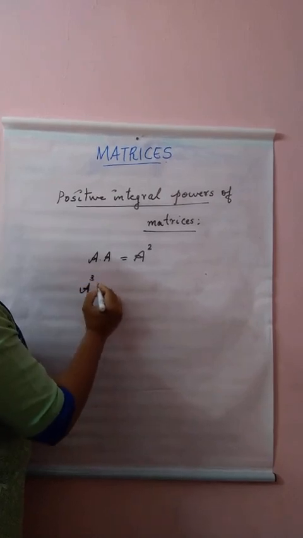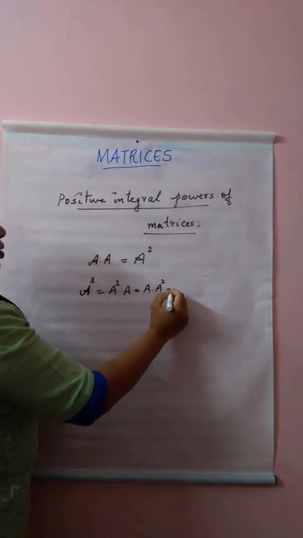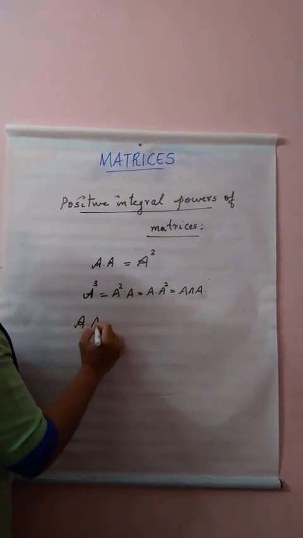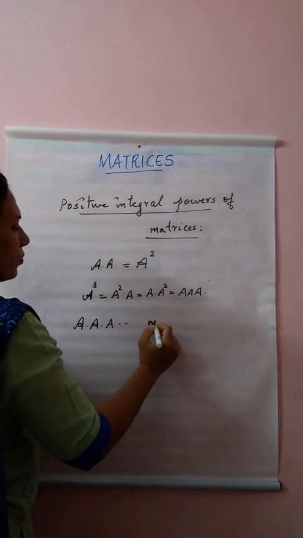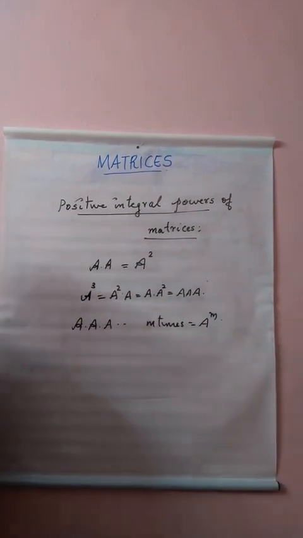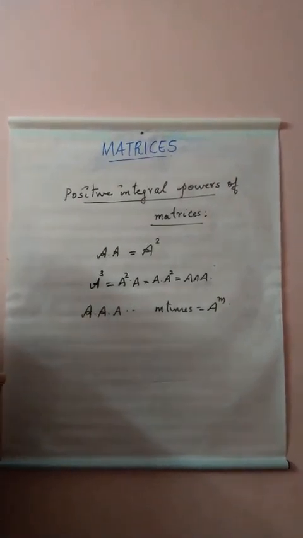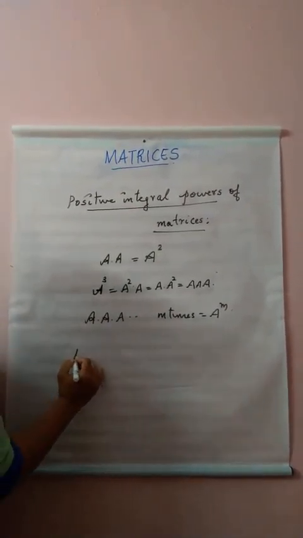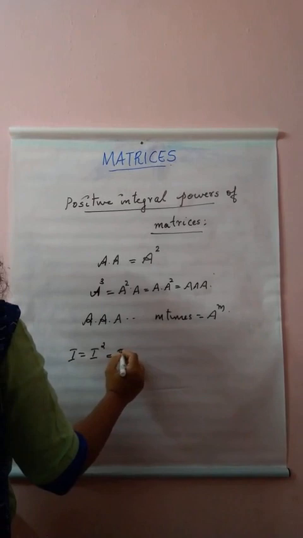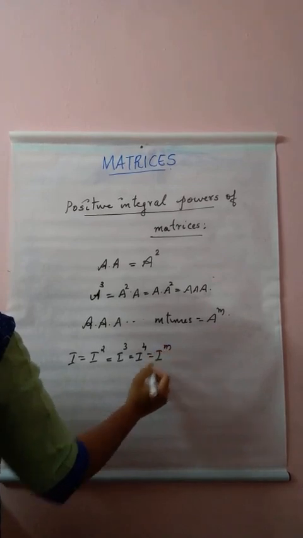Now, A cube is the same as A square into A, or A into A square, or the same as A into A into A. If we are multiplying A m times, we can write it as A raised to m. That is the positive integral powers of matrices, defined only when A is a square matrix. And for the identity matrix, it is clear that I is equal to I square is equal to I cube is equal to I raised to 4, all equal to I raised to m also.